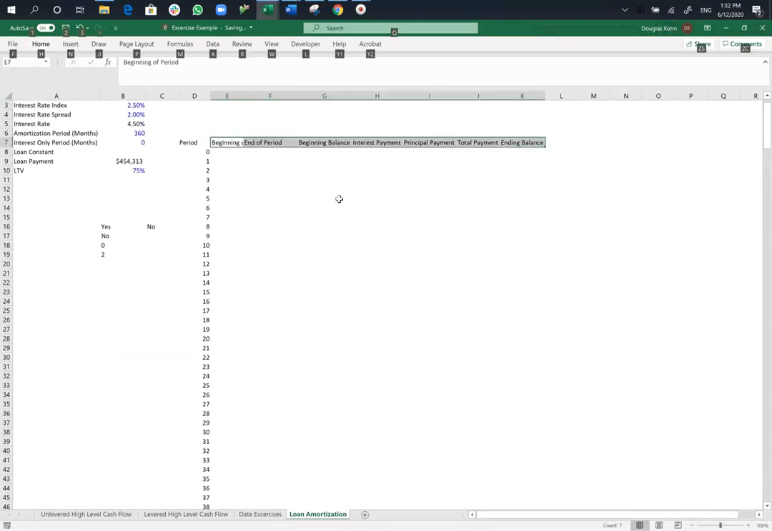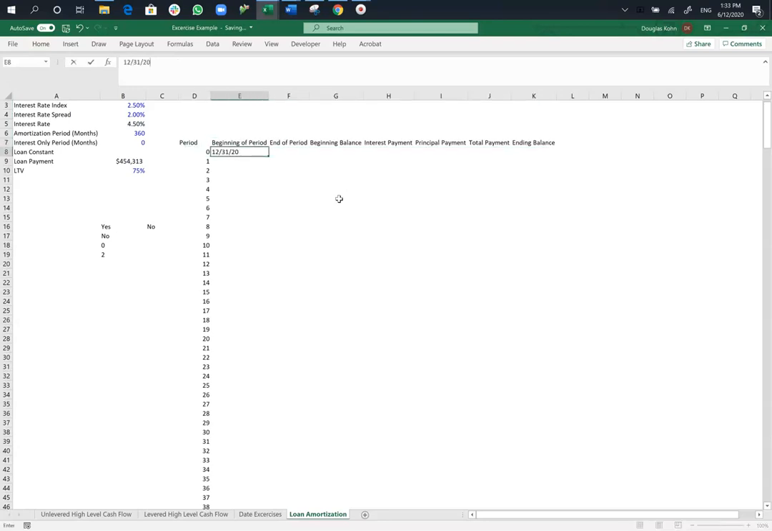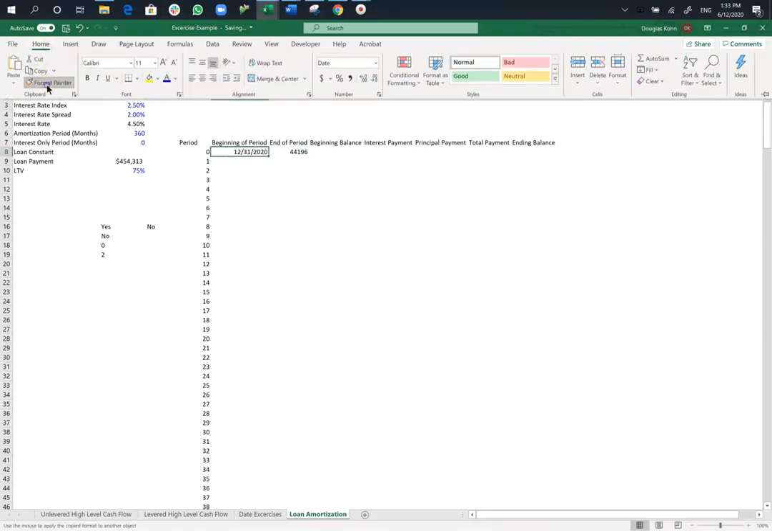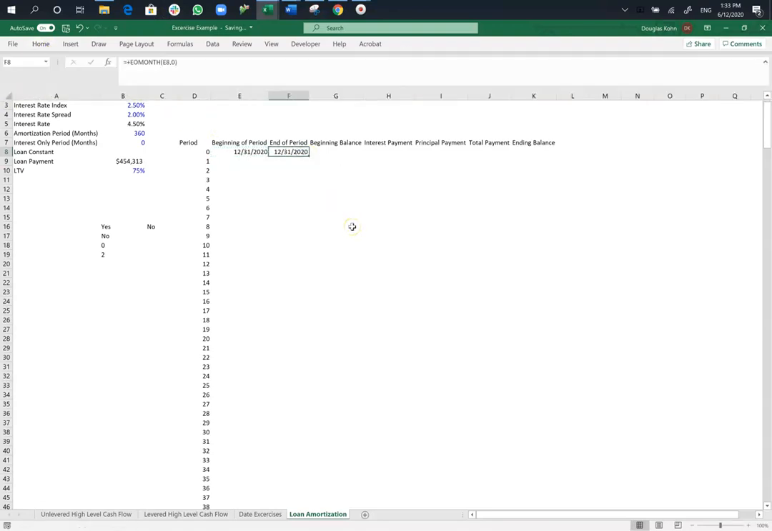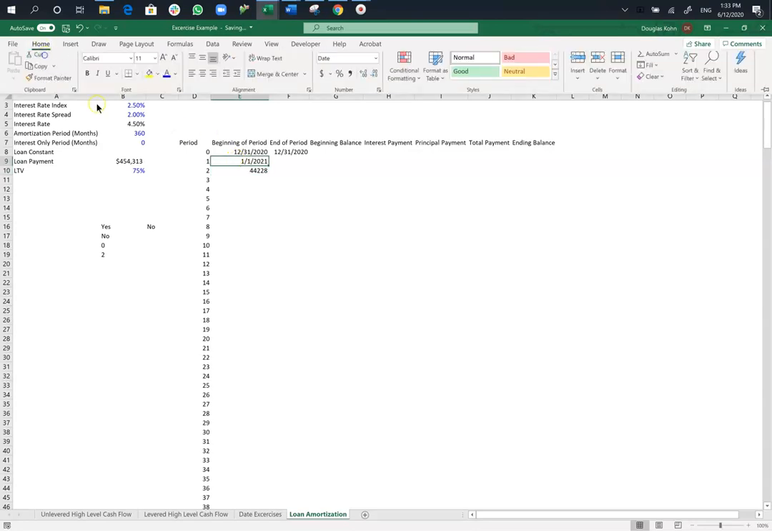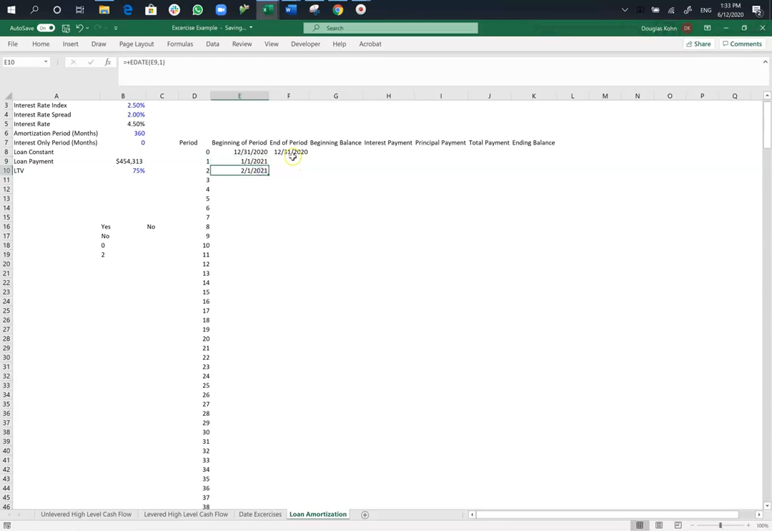Now, we'll say that the loan gets funded 12/31/2020, and we'll use that EOMONTH formula that I showed you before, and just make sure, and we're going to use the format painter. So we get the same format, and we use +1, and the EDATE formula. And there we go, we are off.